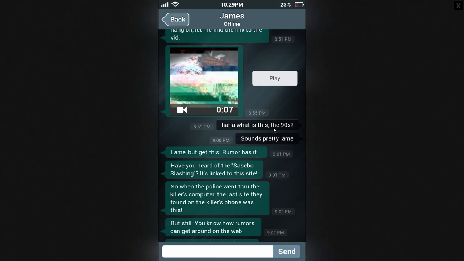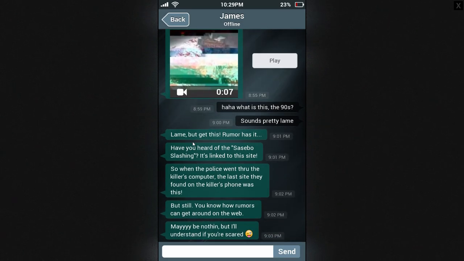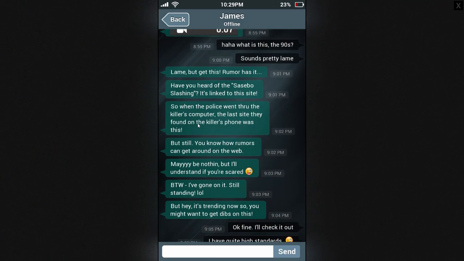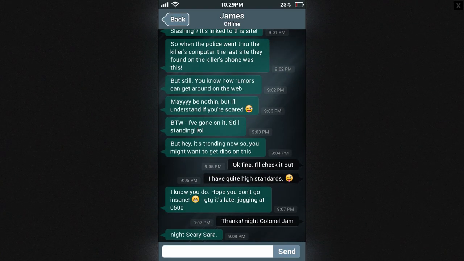Haha, what is this? The 90s? Sounds pretty lame. Lame, but get this. Rumor has it. Have you heard of the Sasebo slashing? It's linked to the site. So when people went through the killer's computer, the last site they found on the killer's phone was this. But still, you know how rumors can get around the web. Maybe nothing, but I'll understand if you're scared. By the way, I've gone on it. Still standing.